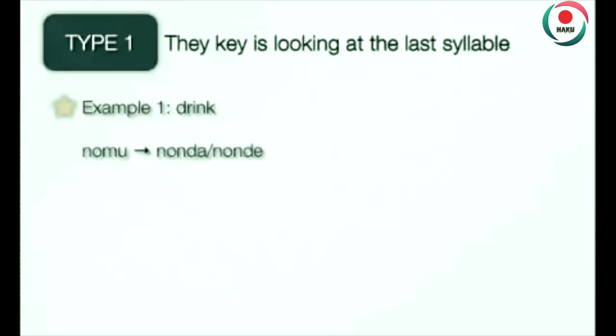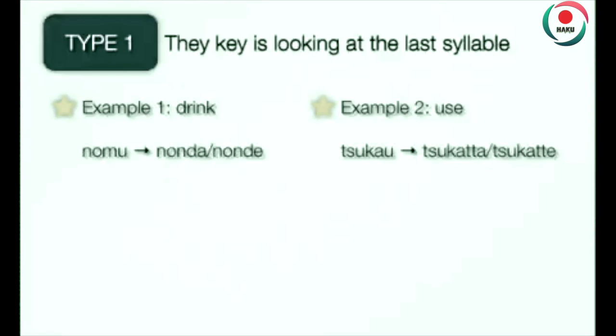So let's put these rules to use in some examples. We've already gone through one example with "nomu," so "nomu" becomes "nonda" and "nonde" because it ends with "mu." Let's look at another example. How about "to use," which is "tsukau." As you can hear, the last letter there is "u." So we want to use the "u" rule, which is to drop that sound and then add a "ta" or a "te" sound. So "tsukau" becomes "tsukatta" for the ta form and "tsukatte" for the te form.